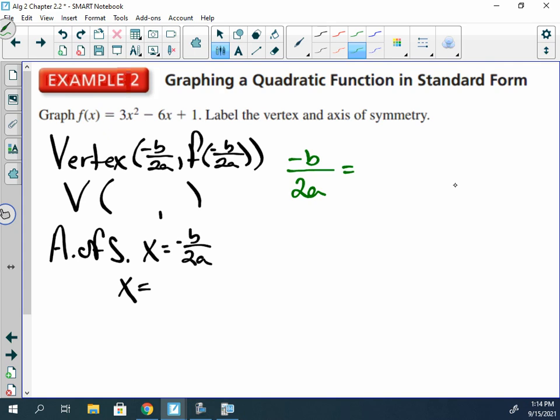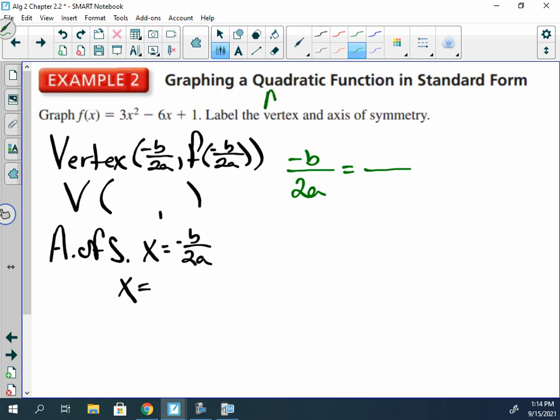Now in both of these here, the main thing that we have is negative b over 2a. Because if I can find out what that is, I'll have the x value of the vertex, and I'll have x equals, I'll have the axis of symmetry. I'll have both of those, if I can figure out what negative b over 2a is. Once we finish that, then we'll figure out whatever f of negative b over 2a is.